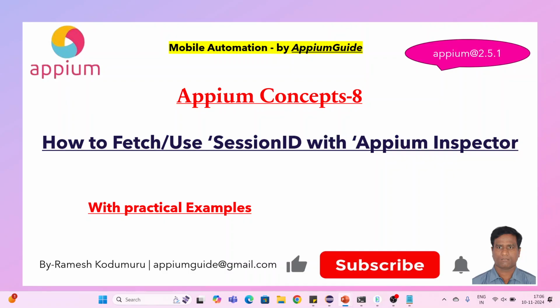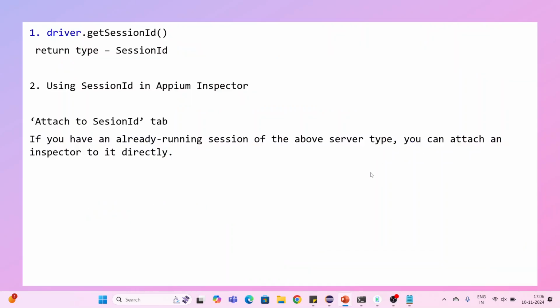As a part of our APM concept series, today we will see how we can fetch the session ID which is created by our APM server and use this session ID with APM inspector. In the APM Java client we have a method called dot get session ID, and by using this method we can retrieve the session ID which is generated by the APM server for a particular test execution. We say driver dot get session ID and the return type will be the session ID.